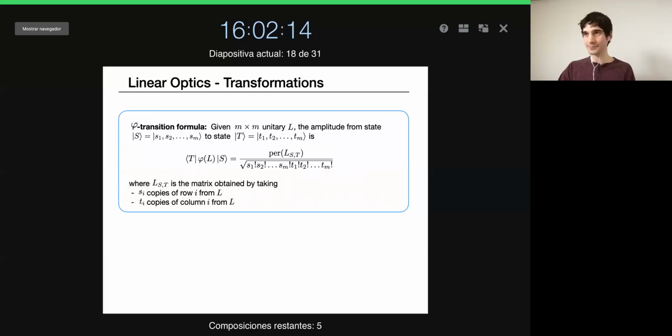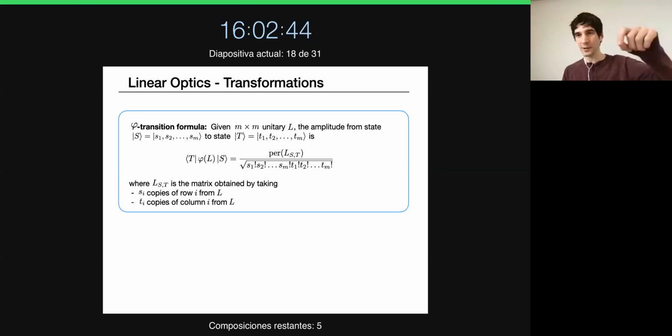If I start in the state S and I apply my linear optical network and I look at the resulting amplitude on the state T, this amplitude is equal to the permanent of some matrix divided by some normalization constant, which is not so important for us. So what is this matrix LST? Well, it's simply the matrix that you get by taking S_i copies of row i from L and T_i copies of column i from L. This expresses the fact that if you have more than one photon in a particular mode, you're going to need to take the corresponding row or column in the matrix more than one time to account for that fact. So let's go back to our example again to see this formula in practice.